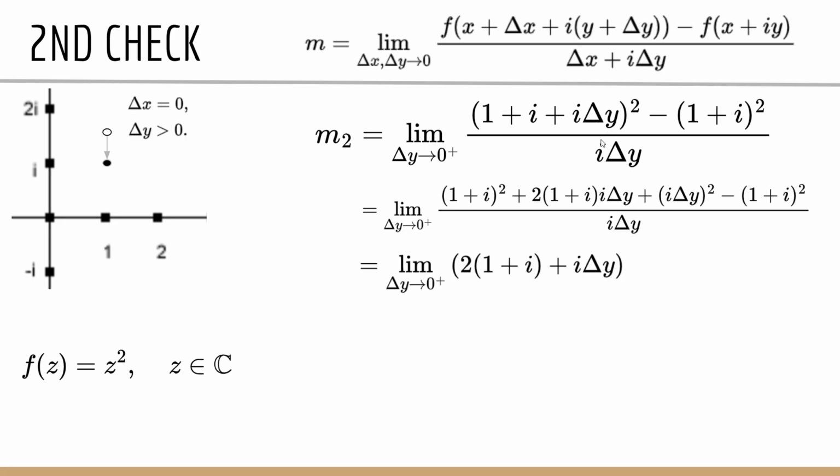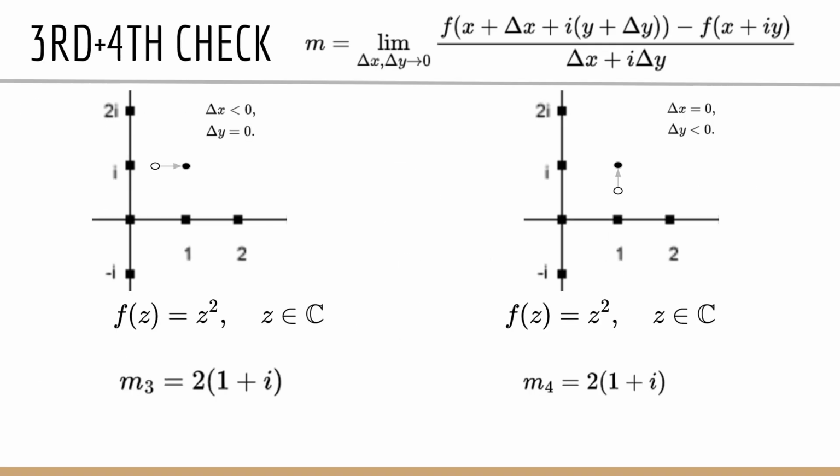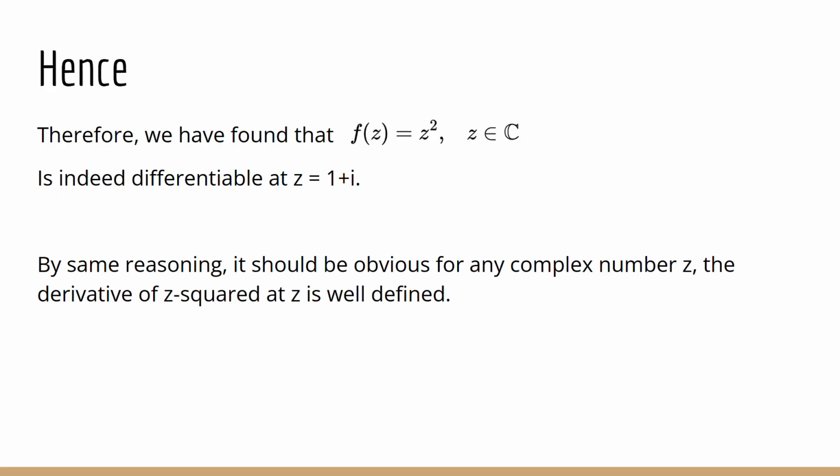And if I expand this, using a similar approach, I also get 2 times 1 plus i. And obviously, I can also check for other directions. In fact, if you check for all directions, you will always get 2 times 1 plus i for your function f of z equals z squared at the point z equals 1 plus i. So now we can conclude that f of z equals z squared is indeed differentiable at z equals 1 plus i. And with the same reasoning, it should be obvious that for any complex number z, the derivative of f of z equals z squared at z is always well defined.